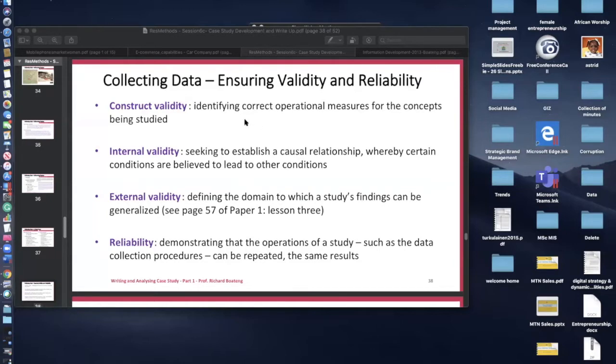So identify the correct operational measures for the concept being studied. It means that anytime you have a concept in your work, you need to understand how you are going to measure it. What are going to be the characteristic items which will actually tell you that what you are measuring is acceptable within the academic discipline that you belong to.